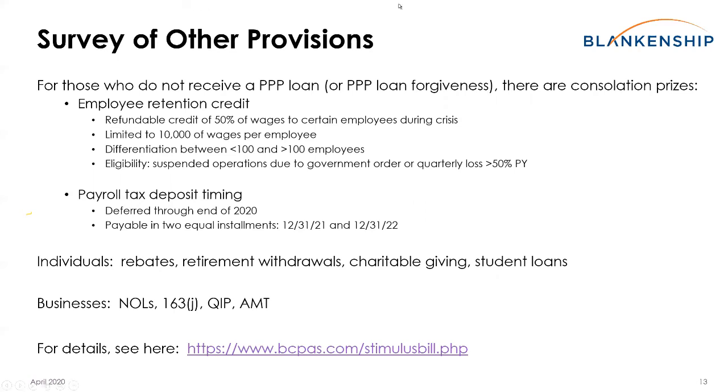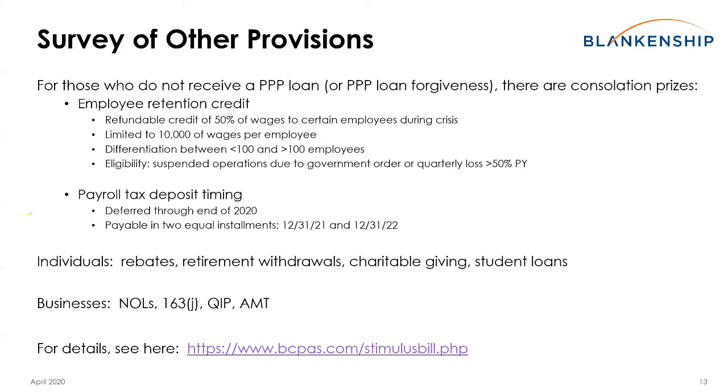Thank you, CJ. Good morning. So just a couple of the other provisions that came out of the CARES Act. Maybe one of the bigger ones, in case you weren't able to get the PPP loan, is an employee retention credit. So to the extent you're able to retain employees, the credit is 50% of the wages up to the first $10,000 of the wages. So a pretty nice credit available. There are quite a few limitations depending on the size of your business.